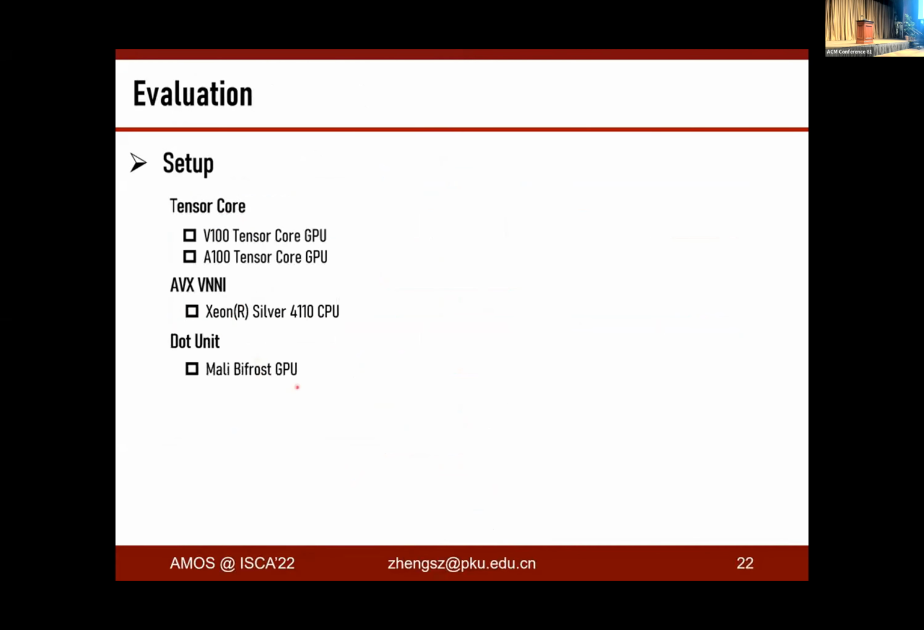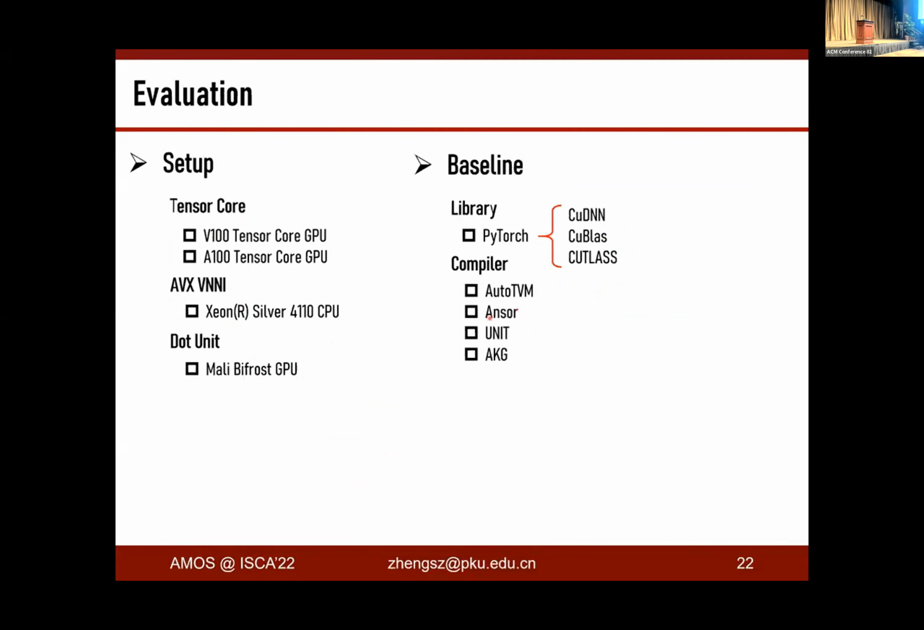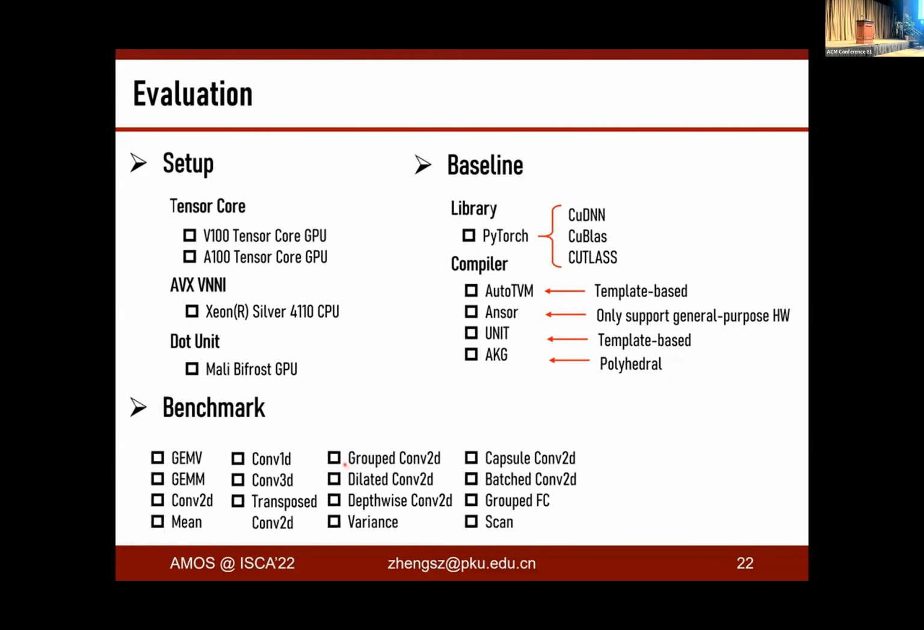In experiments, we use 3 different platforms, including TensorCore GPU, AVX CPU, and Mali GPU. For baselines, we compare to libraries. We use PyTorch to invoke cuDNN, and we also compare to other compilers. The compilers use different techniques in optimization. TVM uses manually designed templates, and so only supports general purpose hardware. UNIT uses a template and only supports Conv1D and 2D convolution. AKG uses a polyhedral model. As for benchmarks, we use 15 different operators that are widely used in machine learning.